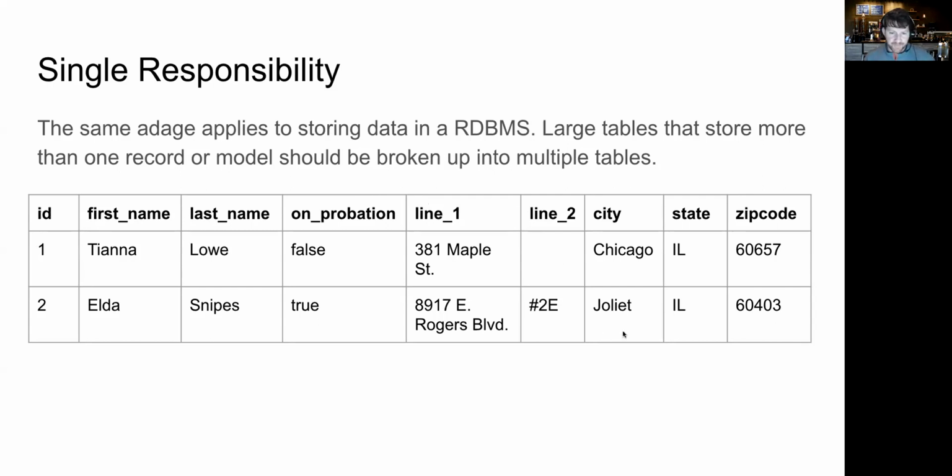And in this table, there are two distinct pieces of data combined into one table. We have our student, with first name, last name, and on probation. We also have our address here. Those are two distinct pieces of data in this single table. It's okay if it's like this on a small scale, but as your database grows or as your users grow, you'll want to split these up into multiple tables.